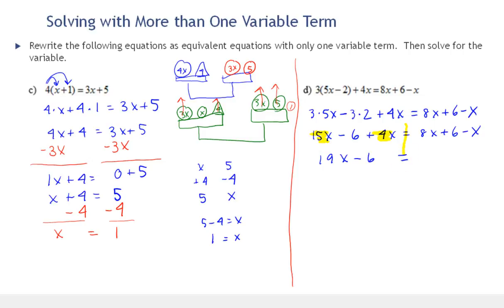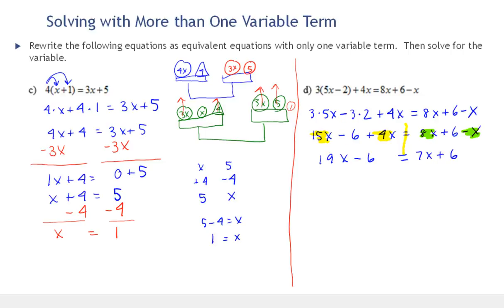Now on the other side of the equation, my like terms are 8x and I have a minus x. So I can combine those. So 8 minus 1 is 7, so this is 7x plus 6. So now we've distributed anything we can distribute. We combined any like terms on either side of the equation.